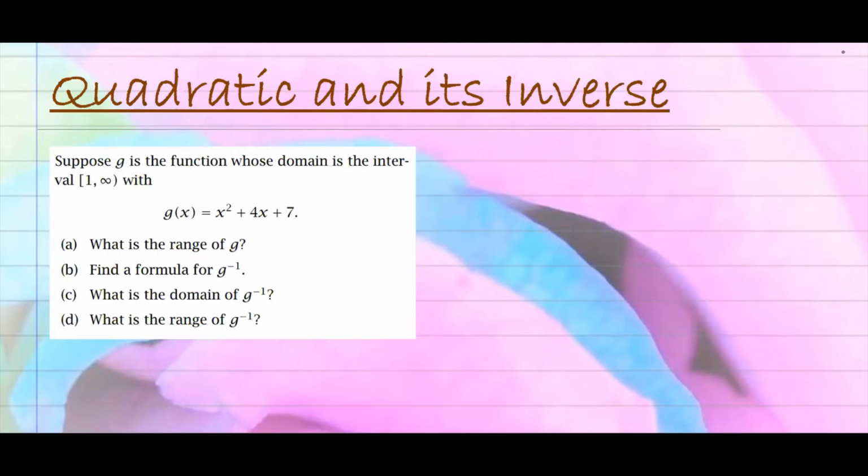Now, before we get into these parts, let's just analyze this function so that we know how to graph it, and then we can proceed to finding the inverse formula. If you take a look at this function g, we're also given that the domain of this function is only on the interval 1 to infinity. Because of that, this is a 1-to-1 function.